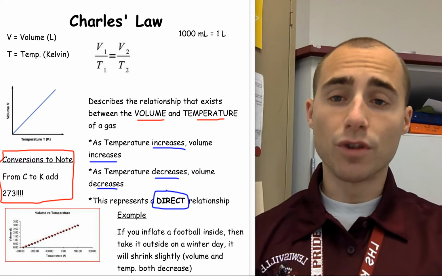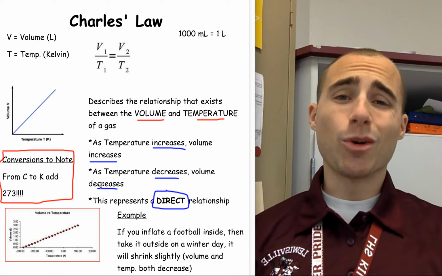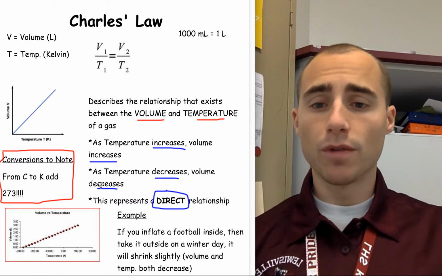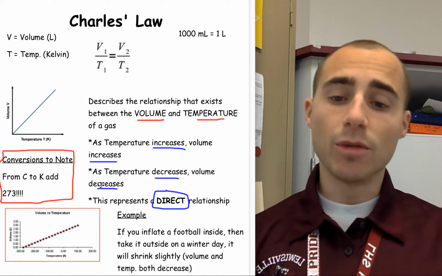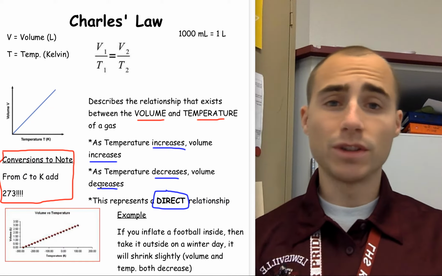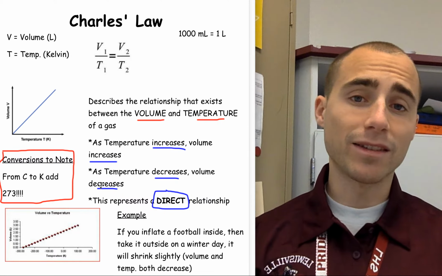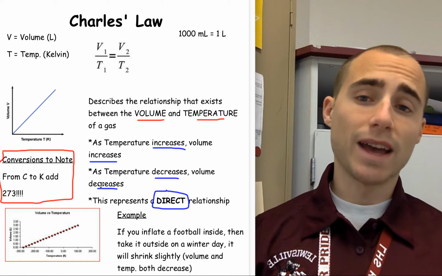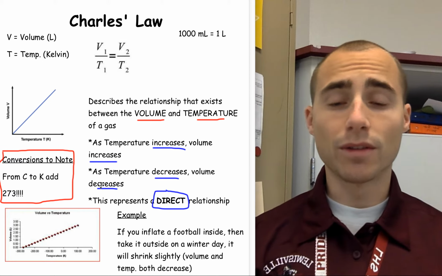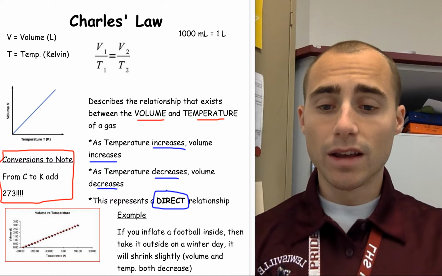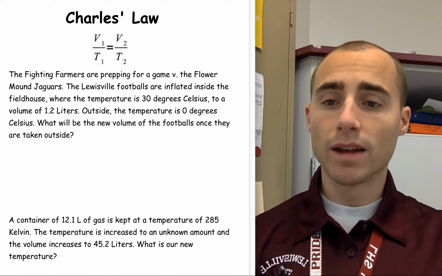An example of Charles' Law in everyday life: if you're playing a winter football game, it's cold outside, below freezing, and you inflate the football inside and then take it outside, it will actually shrink slightly, and you'll have to re-inflate it once you get outside. The reason for that is when the temperature decreases, if it's being inflated inside and it's 70 degrees inside, when you go outside and it's 32 degrees, the ball is going to shrink because the temperature is going down. So the volume and the temperature are both going to decrease. So that's a real-life example of how that can happen. You have to re-inflate the ball before you start to play.